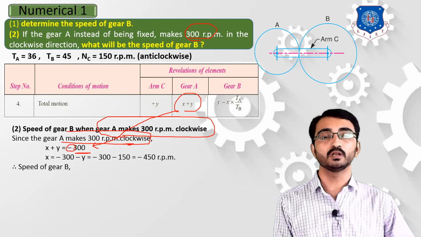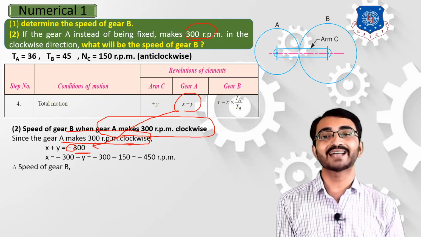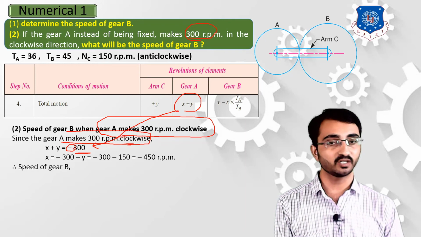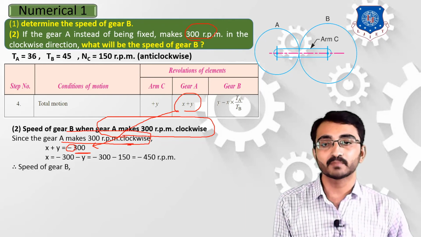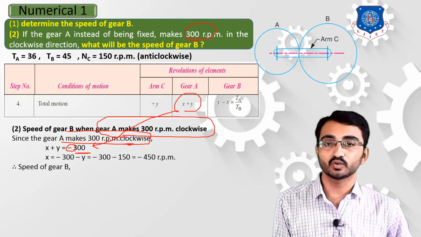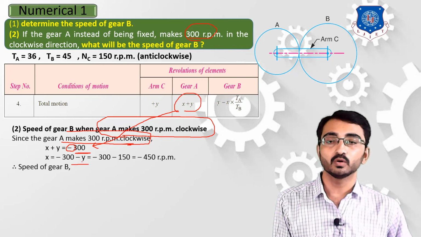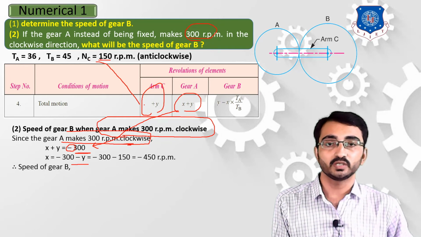Be careful whenever you are solving numericals of gear train. You have to consider the direction properly. If it is anti-clockwise, then it is plus, and if it is clockwise, then you have to mention a minus sign over here. So now you can write down that x is equal to minus 300 minus y. The value of y is fixed because the speed of arm is always given, that NC is equal to 150. So in this numerical we can say that y is equal to 150.